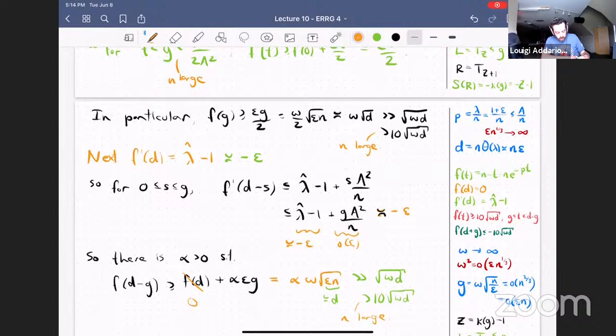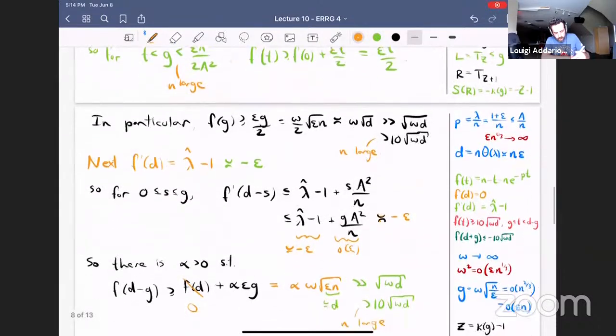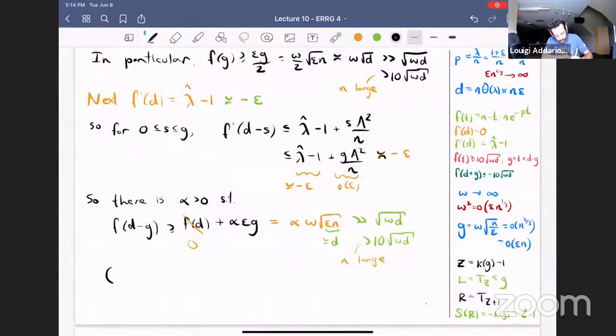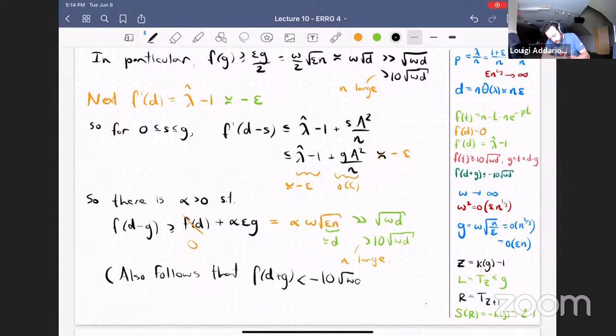Okay, so what have we proved now? By my comments about concavity, it also follows that f of d plus g is less than minus 10 root omega d. Okay, so I won't say more about that.